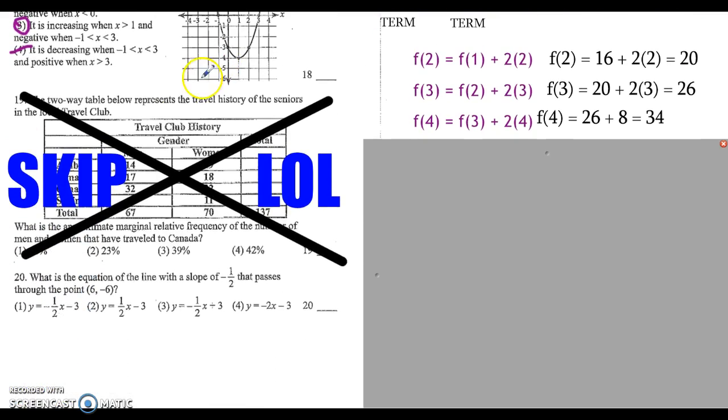For number 19, you're going to skip that. Haha. We don't teach this topic in Common Core Algebra. You would see it in Integrated Algebra.